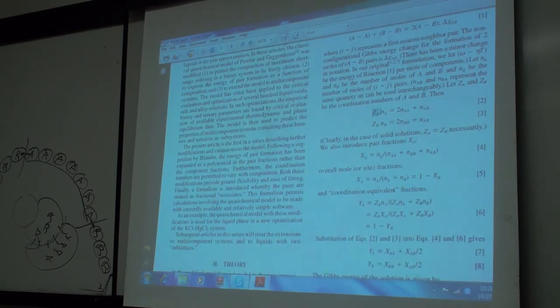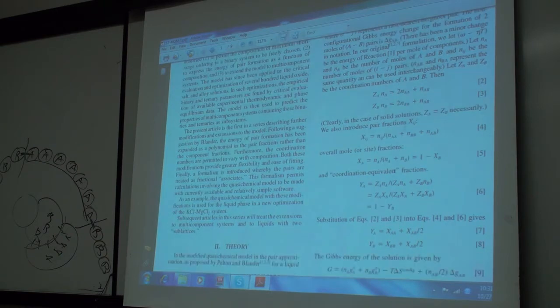This is the number of pairs emanating from the central A, and that has to be equal to twice the number of AA pairs plus the number of AB pairs, by a mass balance. Same for the B. Za and Zb can only be different from each other in a liquid. In a solid solution, Za must equal Zb because you have a rigid lattice. We also introduce pair fractions, Xij, which are the fraction of all pairs that are ij pairs.